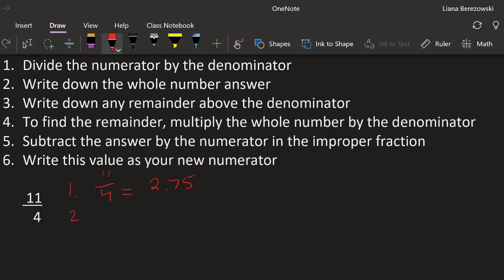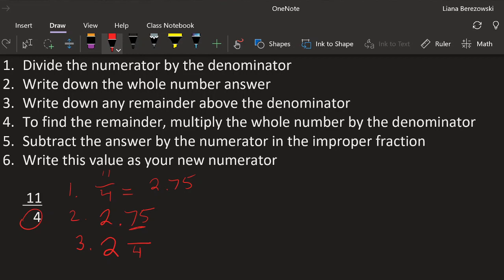Second step, write down the whole number answer, okay? So whole number answer, 2.75, okay? Third step here, write down any remainder above the denominator, okay? So above the denominator, so we have 2 over, our denominator is going to stay the same, okay? So our denominator is going to be 4, just like it was in our original fraction, and our remainder is this 0.75 here, okay?